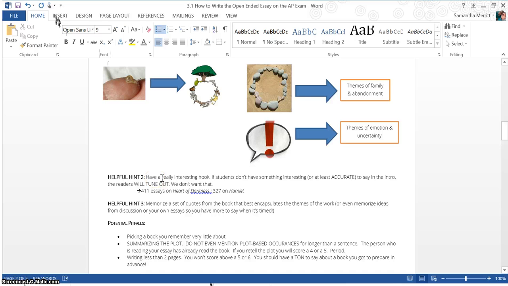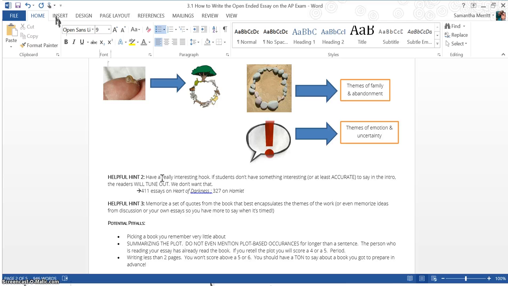Another helpful hint is to have a really interesting hook, or to at least be accurate from the beginning. Keep in mind that these AP graders are grading thousands of essays, and if you don't say something interesting or accurate from the beginning, they're going to tune out and not pay full attention to your essay. So be good from the beginning. Helpful hint 3 is to memorize a set of quotes from the book that best encapsulate the themes of the work, or even remember ideas from discussions or your own essays. So again, that's why we're doing novel synopsis sheets. That's why we're saving your essays so that you can refer back to those as needed.